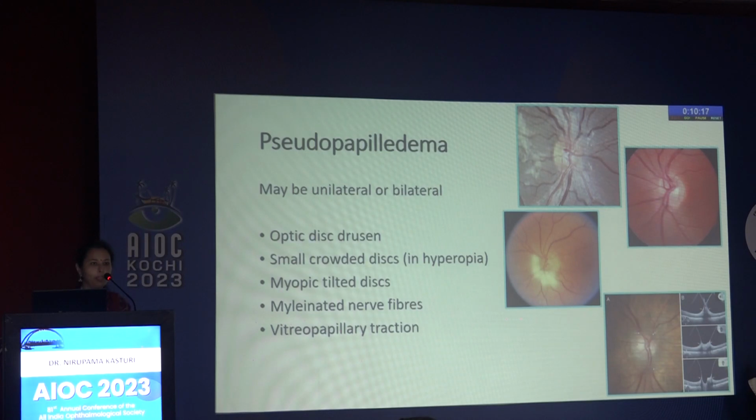So what is pseudopapilledema? Pseudopapilledema also can be unilateral or bilateral. The most common cause of pseudopapilledema is optic disc drusen, and we'll come to that in the subsequent slides.